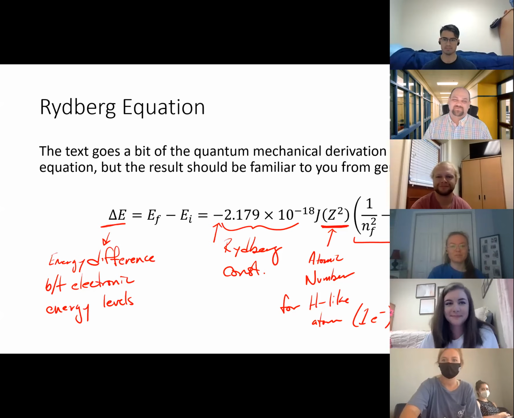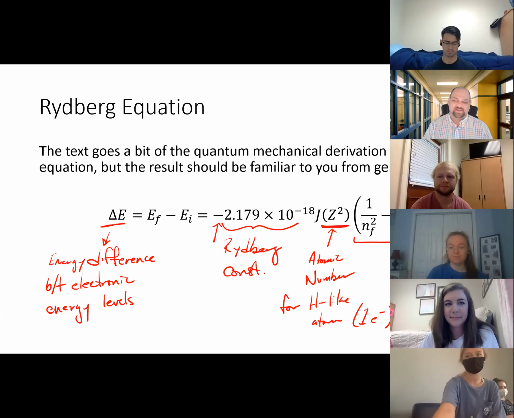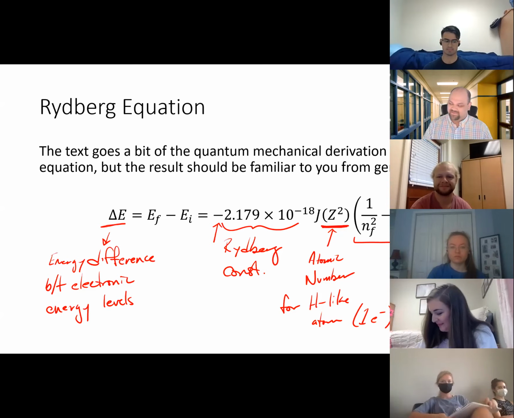I'm not going to go too in depth for these first couple of chapters. I didn't lecture at all on chapter 1. Chapter 2 is a lot of how light interacts with matter, which is an important piece, but I'm not going to delve too deeply into the quantum mechanics of it.